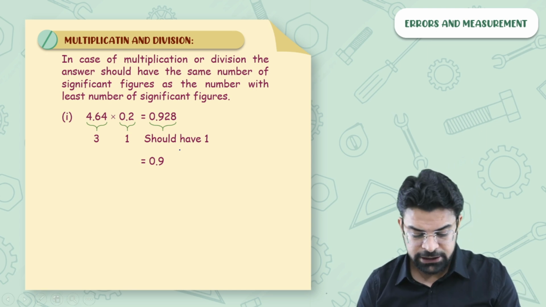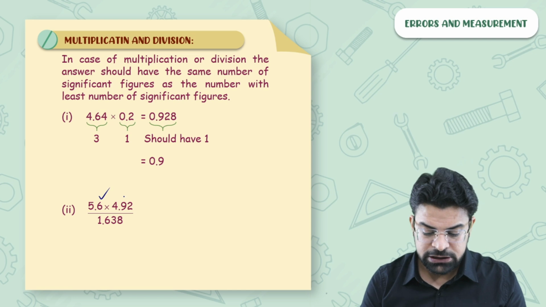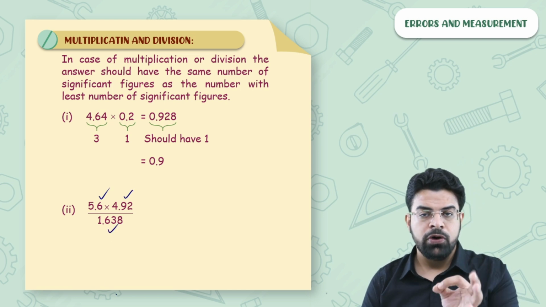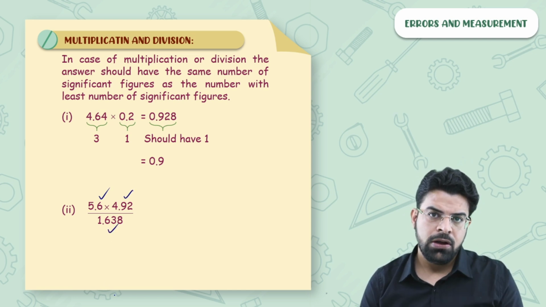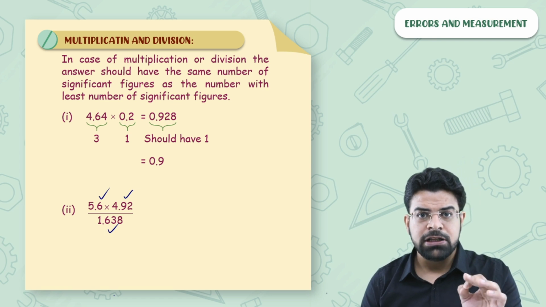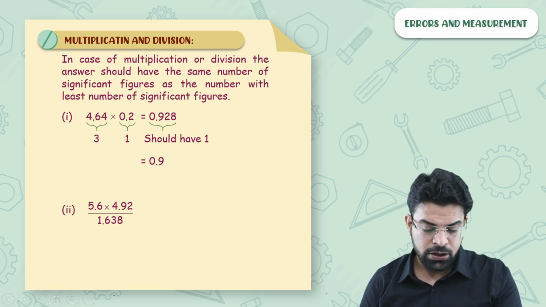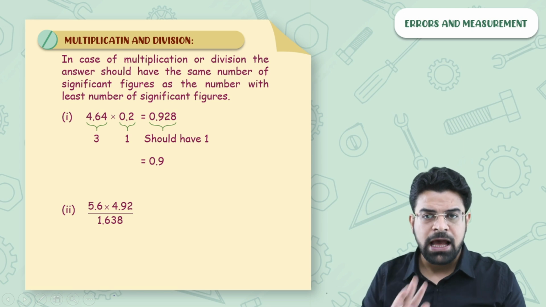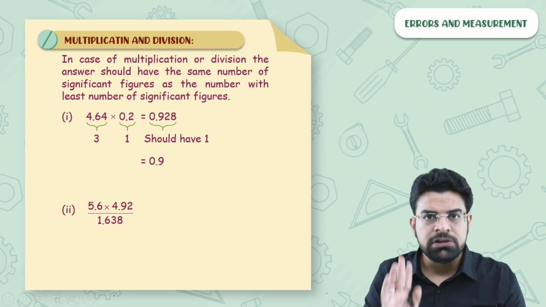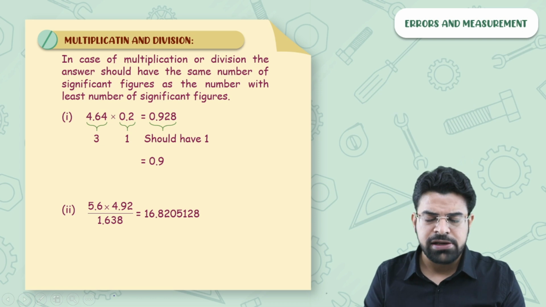Let's see another example. If they give you 5.6 into 4.92 upon 1.638, how to report the answer keeping the significant figures in mind? So first, do your basic maths and have faith. I have checked it with a calculator. Let's say on calculating, we get this big number.